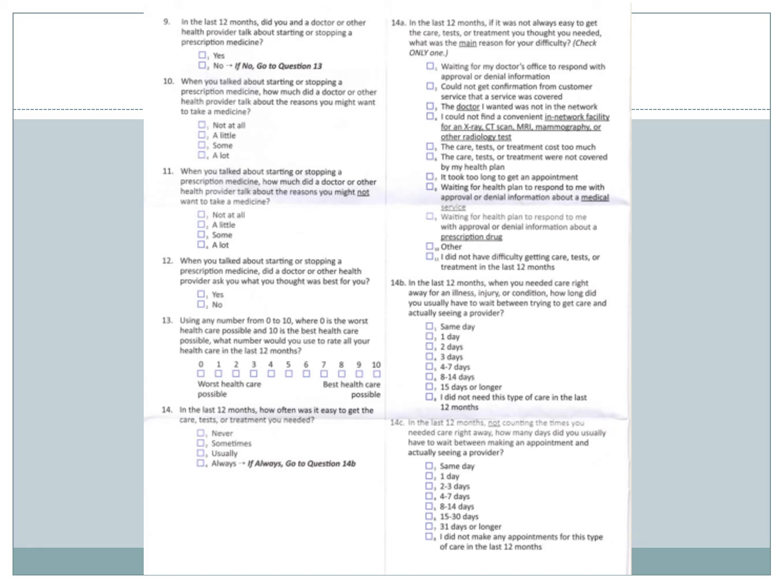And you can see other types, they keep changing what the scale is, like number 13 from 0 to 10, which is actually an 11-point scale. What's your number you would use to rate all your health care in the last 12 months? And somewhere along that continuum, you would put your check mark.